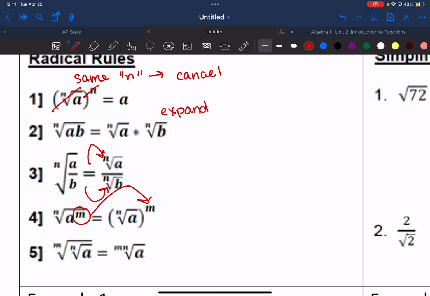And number 5 says if I'm taking multiple roots of the same thing, so in this case this is the nth root and then the m root, I could take those values, multiply them together, and get my new root. So for example, what if I was doing 2 square roots? What would be this value here? 4. The 4th root. Okay. Those are our properties.